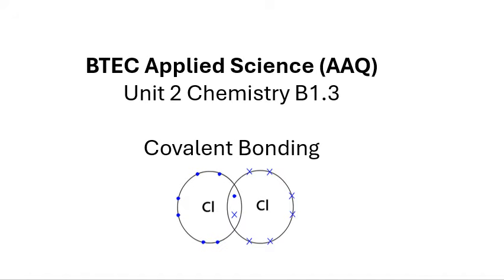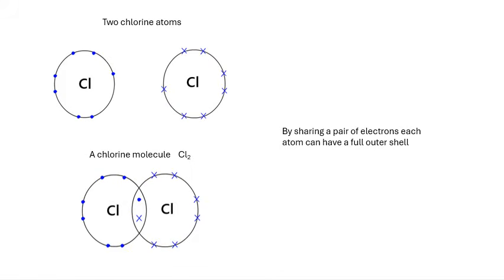Well, I'll tell you. So, two chlorine atoms, and each one has got 7 electrons in its outer shell. And each one would very, very much like to have 8 electrons. So what happens is that they get together and they share a pair of electrons. And if they do that, then you have a covalent bond. And each one gets at least a share of a full outer shell.